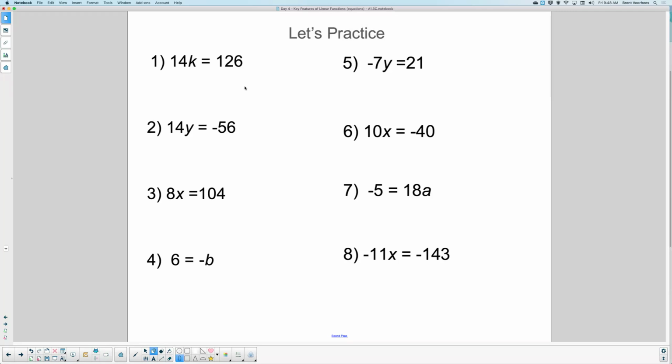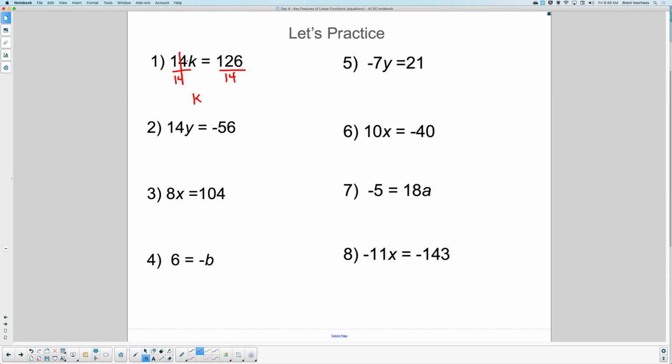Okay, I'm going to pick up with you. So on the first one, 14k equals 126. We're needing to solve for the algebraic letter, the k. What's the 14 doing to the k right now? Adding, subtracting, multiplying, or dividing? What's it doing when it's next to it like that? Multiply. What's the opposite of multiplication? Division. So we would divide by 14. And that's how you get k by itself.